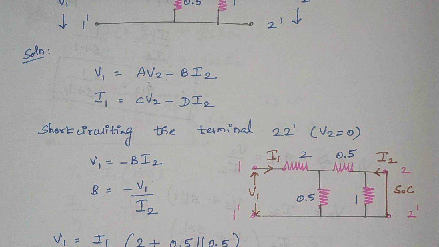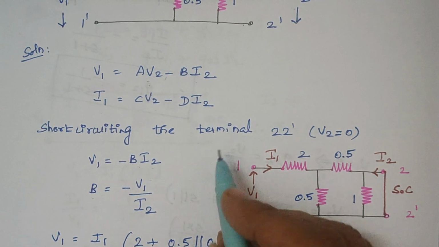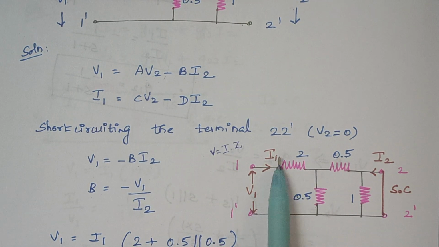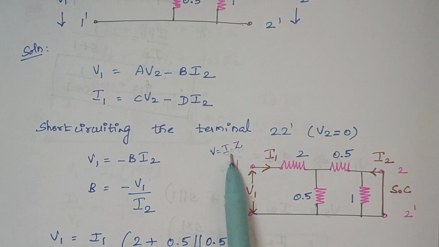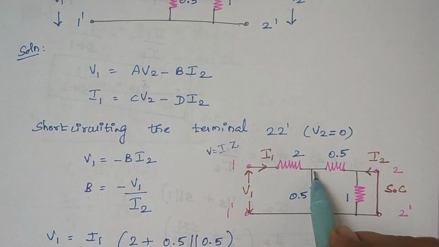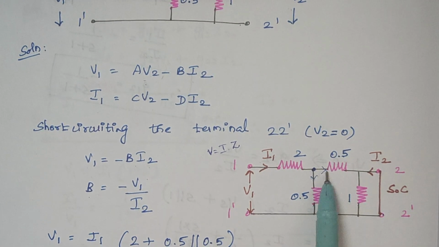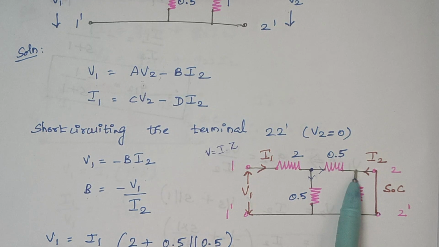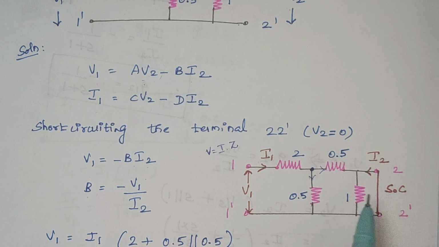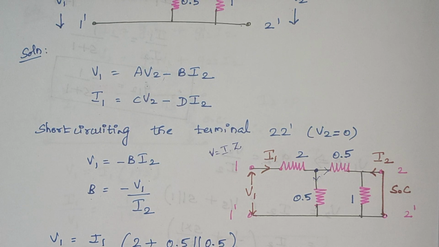Now we are going to find the value of V1. From this circuit, V1 can be written as I into Z. Here we have V1 and I1, so we have to find the value of the impedance. This is the current I1, and when it reaches the node here, it gets divided into 2. Again, when this current reaches this node, the current will directly flow through this short circuit path and it won't enter this 1 ohm resistance, because the current will always select the least resistance path.